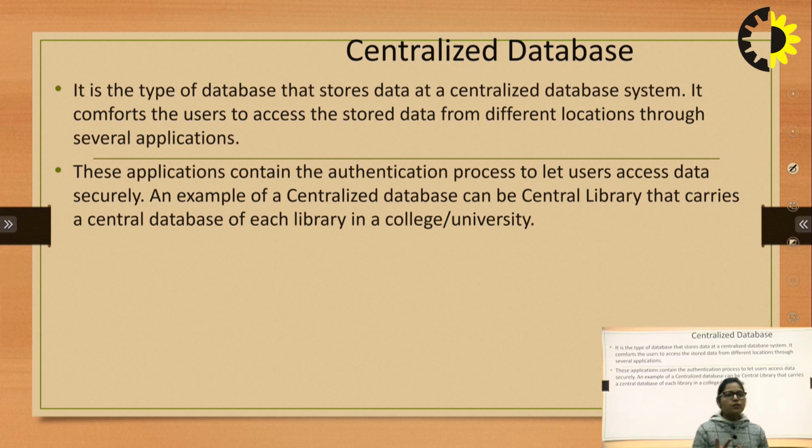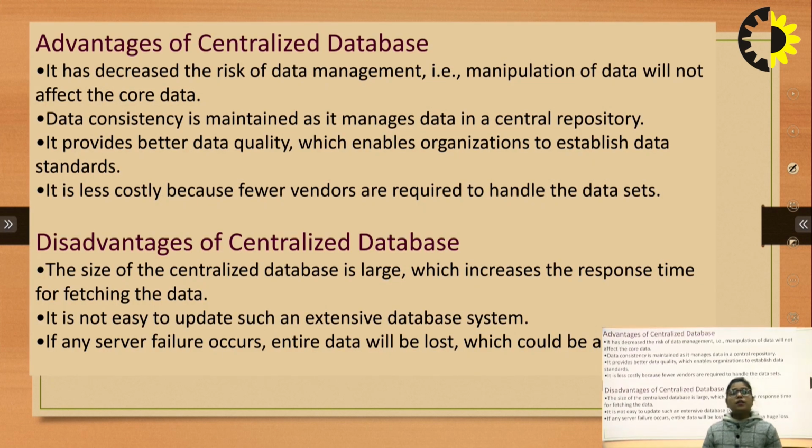An example of a centralized database system can be a central library that carries a central database of each library in a college or system. That database is an example of a centralized database. Advantages of a centralized database: it has decreased the risk of data management, that is, manipulation of data will not affect the core data. For example, if we have a database of the central library in a college and we change some data in our format, the centralized database will not be affected by that change. This is the advantage of a centralized database.